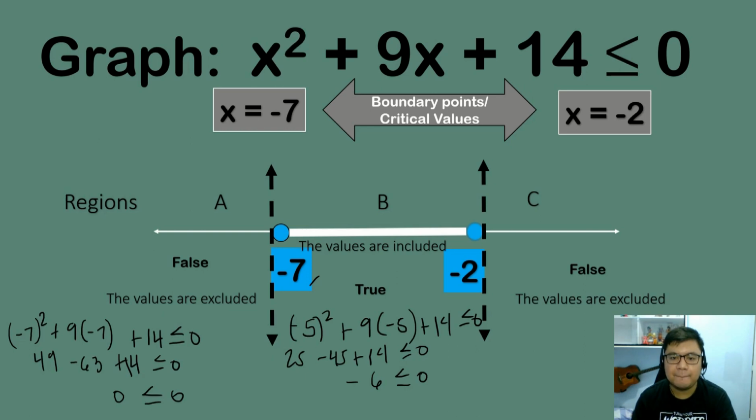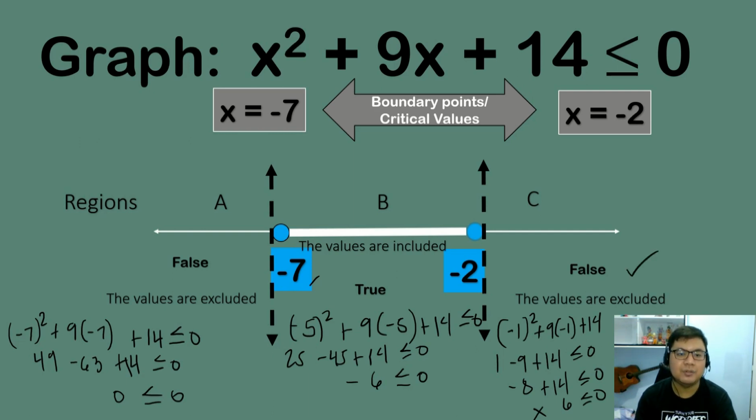Let's try negative 1. So negative 1 to the second power plus 9 times negative 1 plus 14 is less than or equal to 0. So negative 1 to the second power is positive 1. 9 times negative 1 is negative 9 plus 14. 1 minus 9 is negative 8. Negative 8 plus 14 is equal to positive 6. So 6 less than or equal to 0, mali siya, no? Hindi nag-satisfy. So therefore, false nga lahat yung mga naan dito.